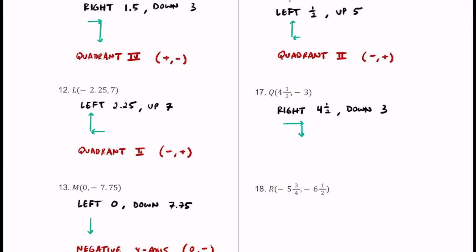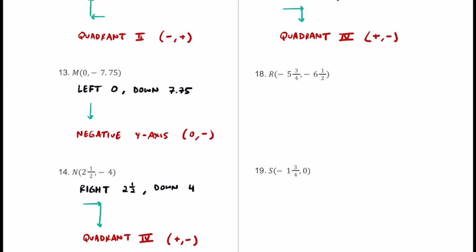Okay. If we move to the right then down, this would bring us to quadrant 4. Remember, everything in quadrant 4 is going to be positive x, negative y, and that's what Q was. For number 18, we have point R, which is going to be a -5 3/4 and a -6.5. It's negative, so that means we're going to move to the left first. We're going to move left 5 3/4 units, and then we're going to move down. We'll move down here, and that's going to be 6.5 units.